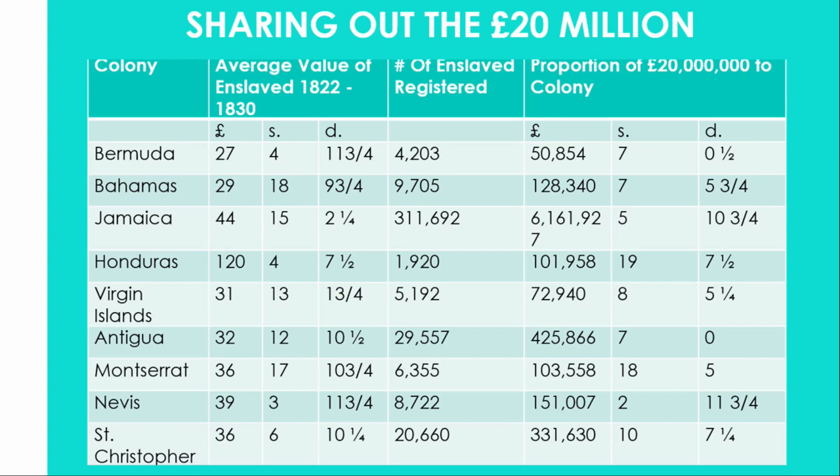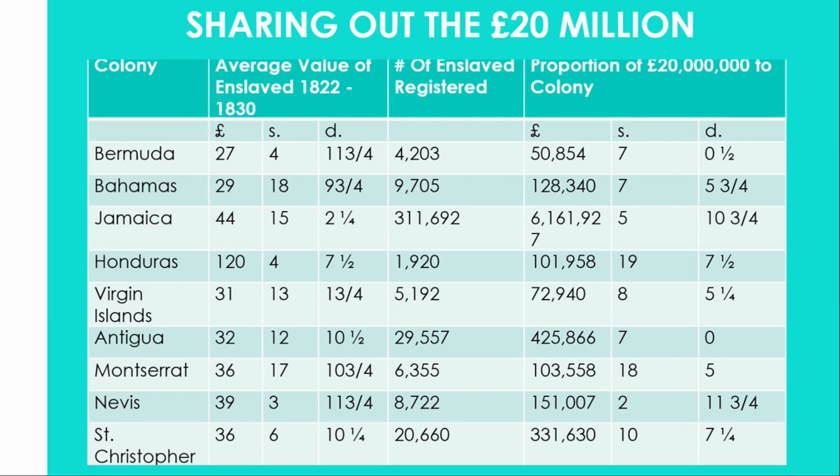If you factor in the cost or the value of the forced labor that was still required on the apprenticeship. Right, and we can see that they actually shared out this money. We know that, in terms of the Caribbean, Jamaica would have got most of it. It's going all over the place, but you can see here that Jamaica got most. Jamaica got just over 6 million pounds, exactly.